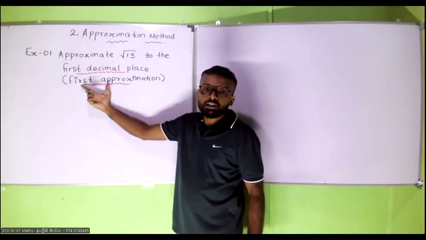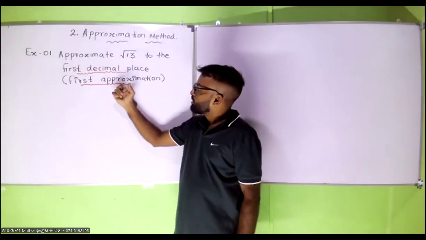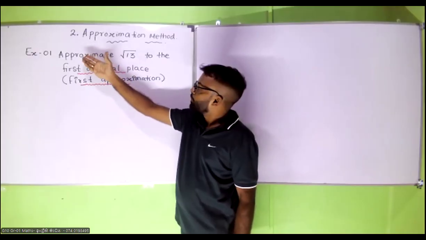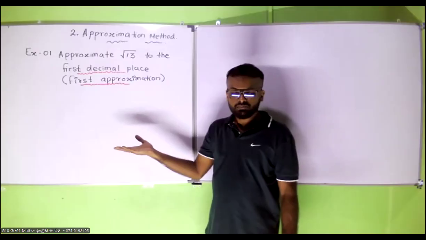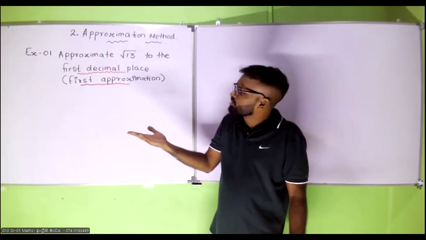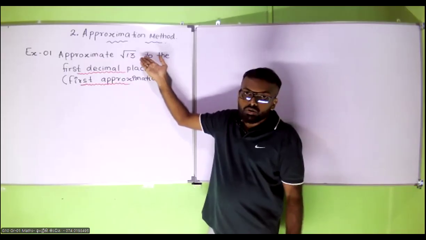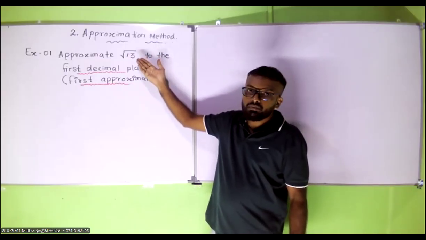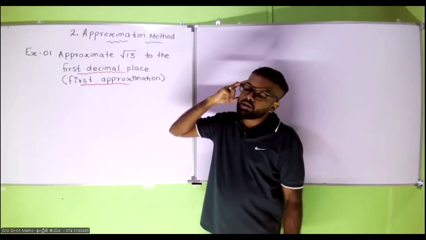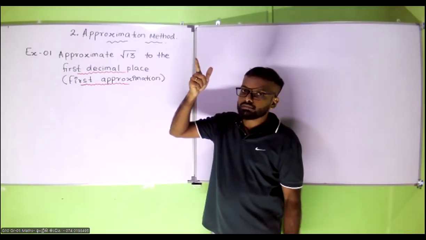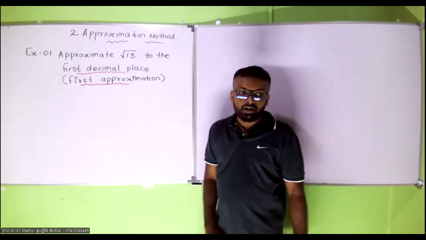So first approximation means to the first decimal place, right? So that is the meaning. Approximate square root 30 to the first decimal place. Or they might ask, find the square root of 30 to the first approximation. You need to know, I need to find for the first decimal place. Right. So this is it. Please write this and now look at the book.